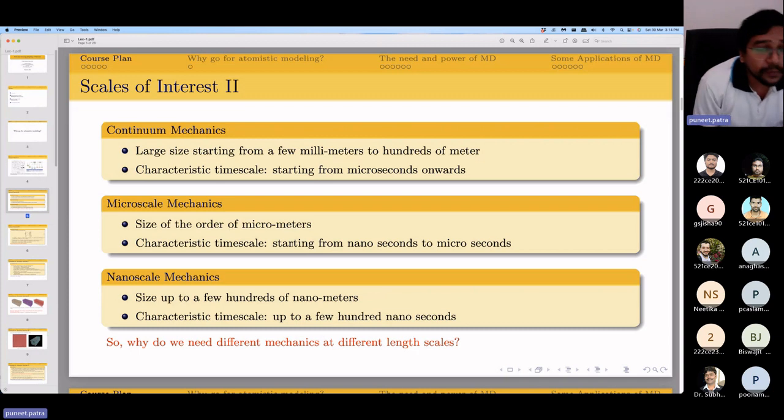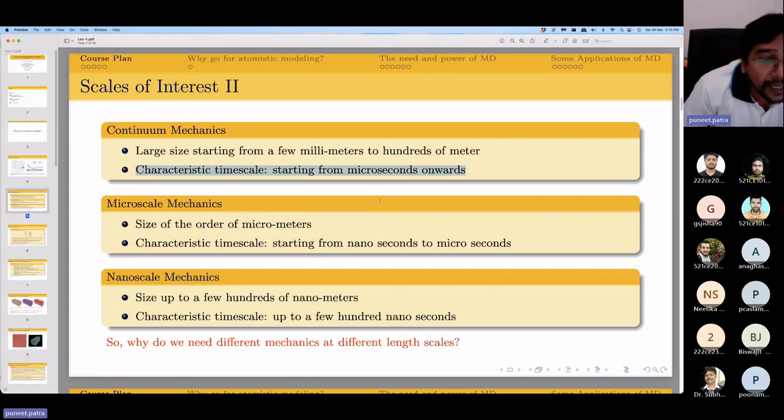So as I was telling you, for continuum mechanics, typically we work with large size systems, starting from a few centimeters, millimeters to hundreds of meters. Classic examples which we have just discussed. And the characteristic time scale of interest is from a few microseconds onwards. So we start to simulate and try to understand the processes from a few microseconds onwards. For example, let's say there is a crack which is propagating within a material, and there is a catastrophic failure that the material will undergo in a few microseconds.